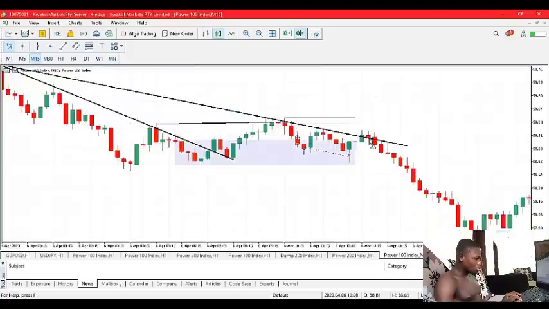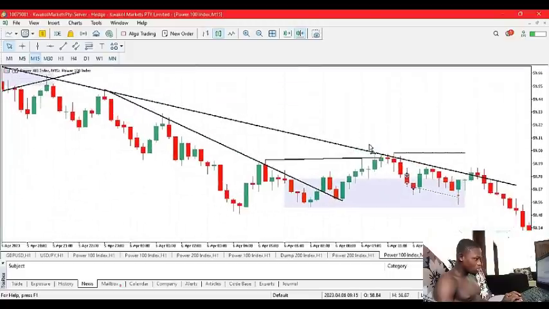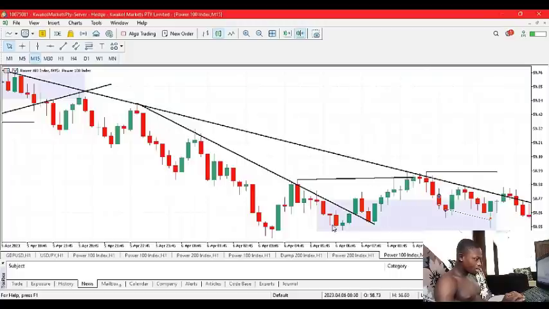Where I saw the change of character was around this point here. Around this point, there was a break of structure to the upside. This is the flip around here. Let me show you. Price broke structure to the upside, but this first break of structure I don't usually accept sometimes, because I feel like it could be a fake out.